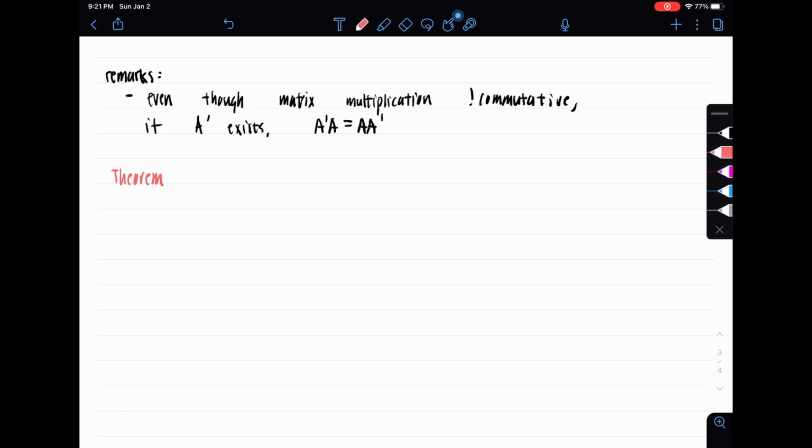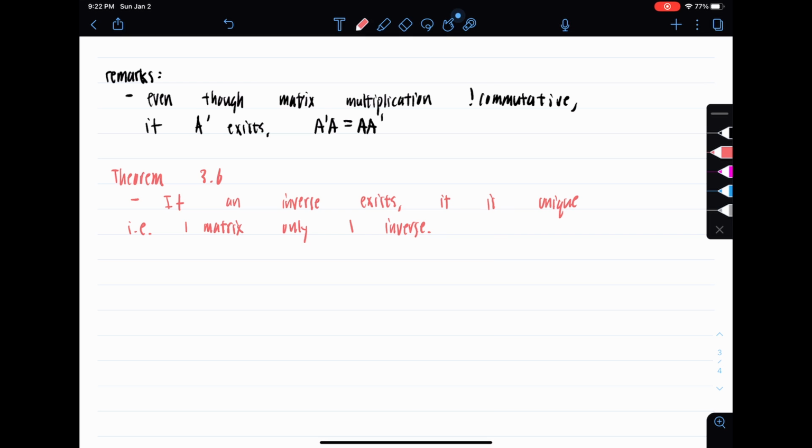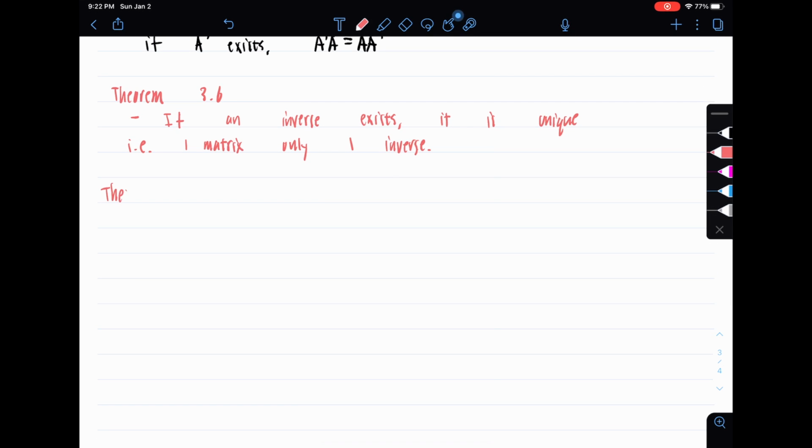And this leads us to 3 theorems. Theorem 3.6 states that if an inverse exists, it is unique. What this means is that there's only one inverse per every matrix, which will be important for our later examples.